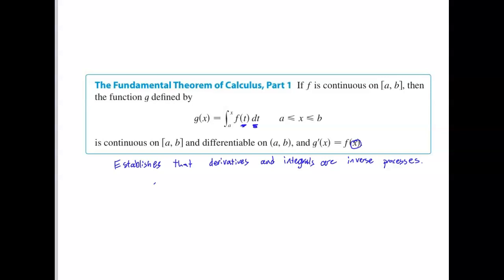But all you have to know is that, remember that your g is a function of x. G is not a function of t. T is a dummy variable. So g prime equals f of x. Okay? All right.